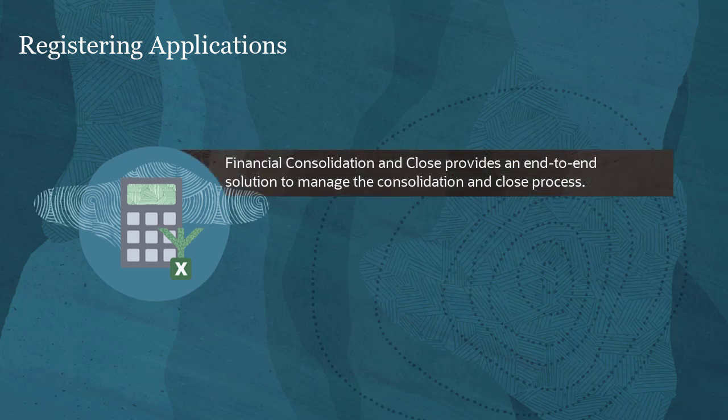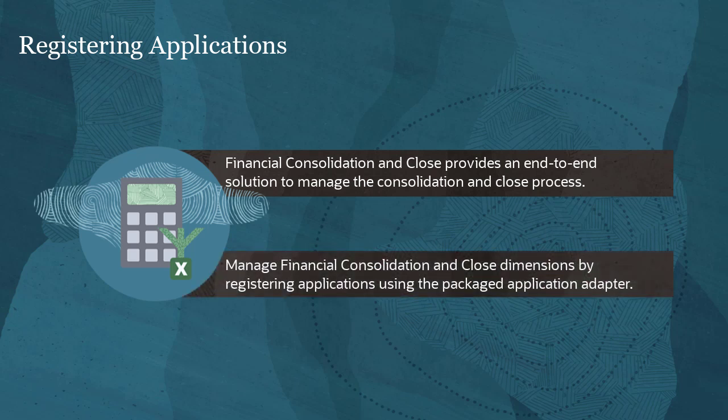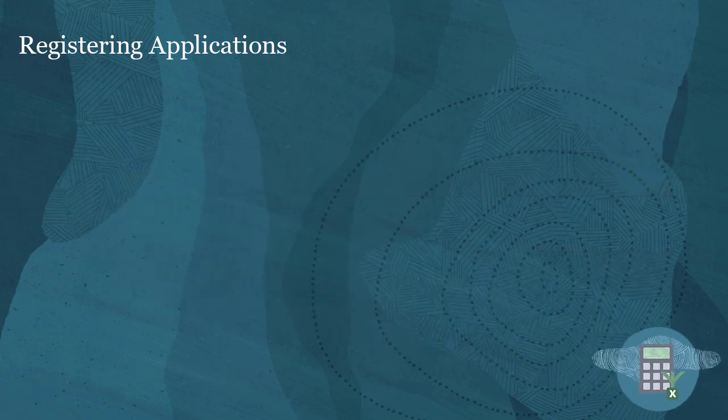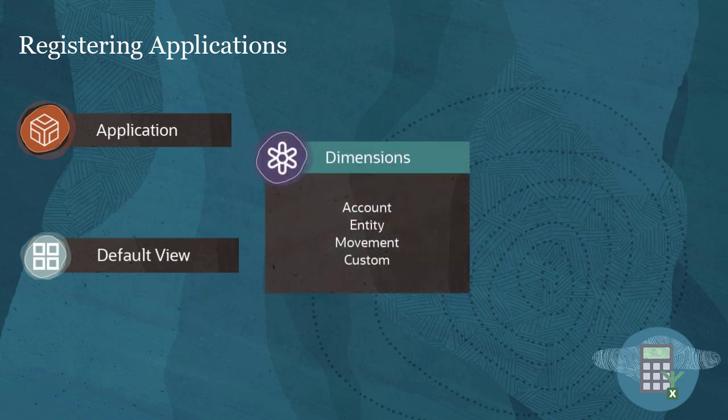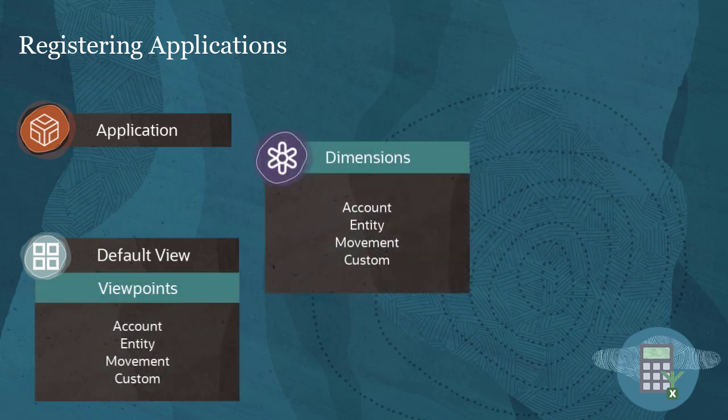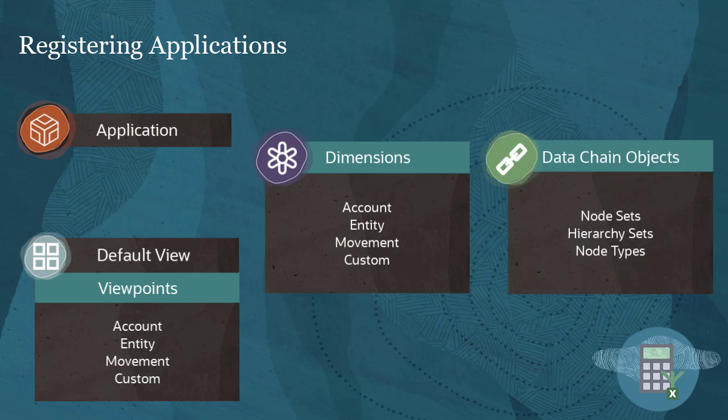Financial Consolidation and Close provides an end-to-end solution to manage the consolidation and close process. You can manage your financial consolidation and close dimensions in Enterprise Data Management by registering financial consolidation and close applications using the packaged application adapter. The Financial Consolidation and Close application adapter creates an application and a default view. For each registered dimension, the registration process creates a viewpoint and the data chain objects used to define the viewpoint.